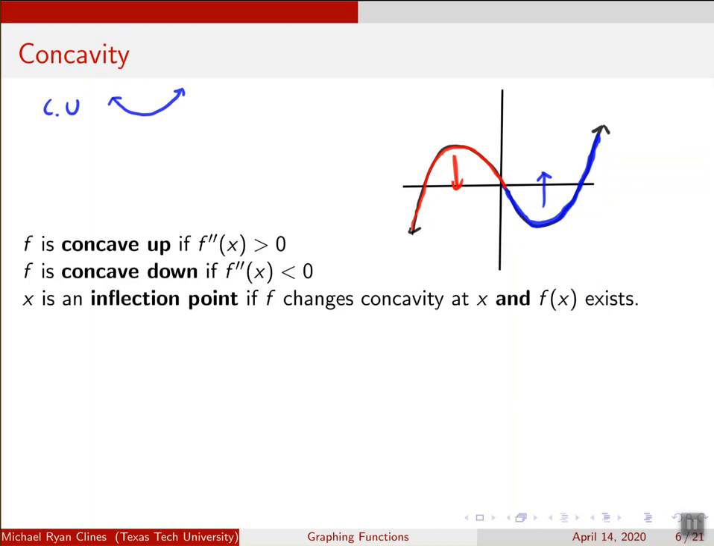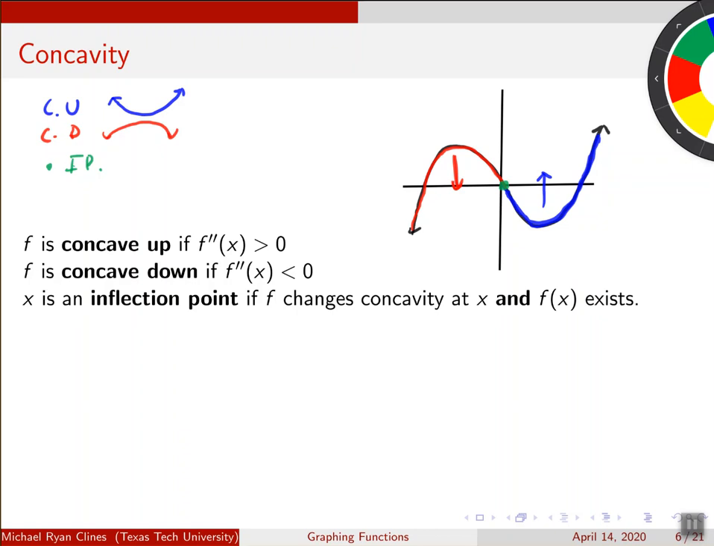Now, as for inflection points, an inflection point is where it changes behavior. Right here. At this point, it goes from concave down to concave up, and the function exists at that point. So green, that is our inflection point. And then just to keep up with this, it's concave down if the function looks like it's going in that negative direction.